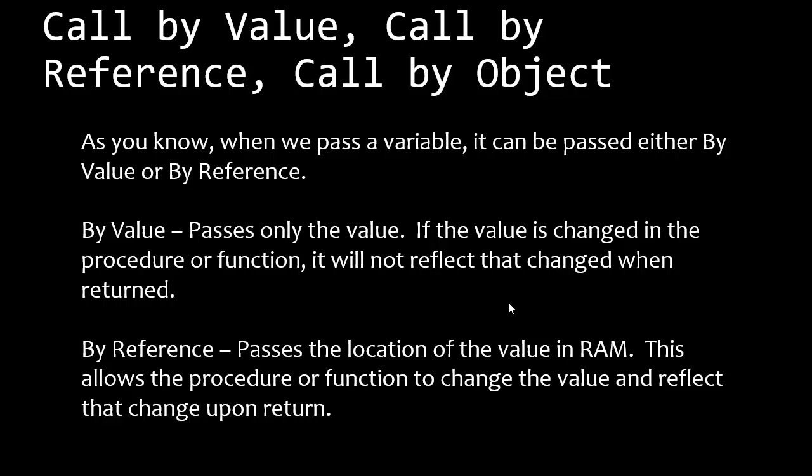By reference, on the other hand, passes the location of the value in RAM. Recall this? This allows the procedure or function to change the value and reflect that change upon return. So if you recall from some of your first programming classes, we did talk about by ref and by value, and we used by ref to return values back that needed to be changed. All right, that's what these two are.